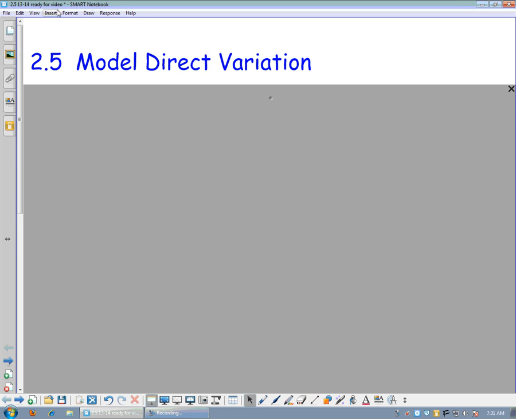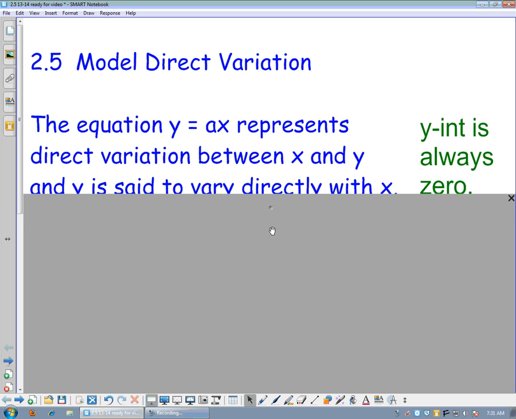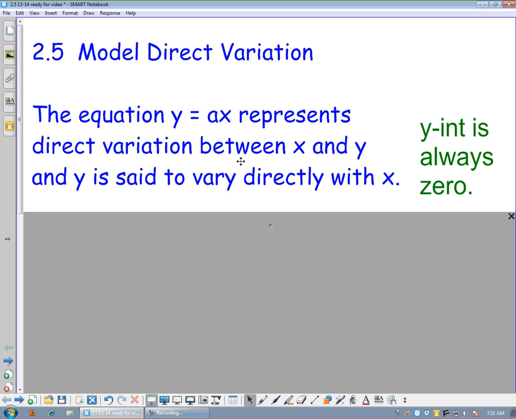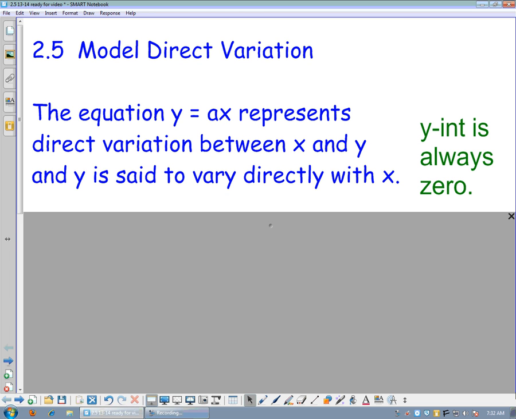This is a quick little refresher on direct variation. This would go along with your summer algebra review pack section 2.5. So we are modeling direct variation in this section. And first thing you need to know is that any direct variation equation is always going to be of the form y equals a times x, where a is just some number. That equation represents direct variation between x and y, and we could also say that y varies directly with x.